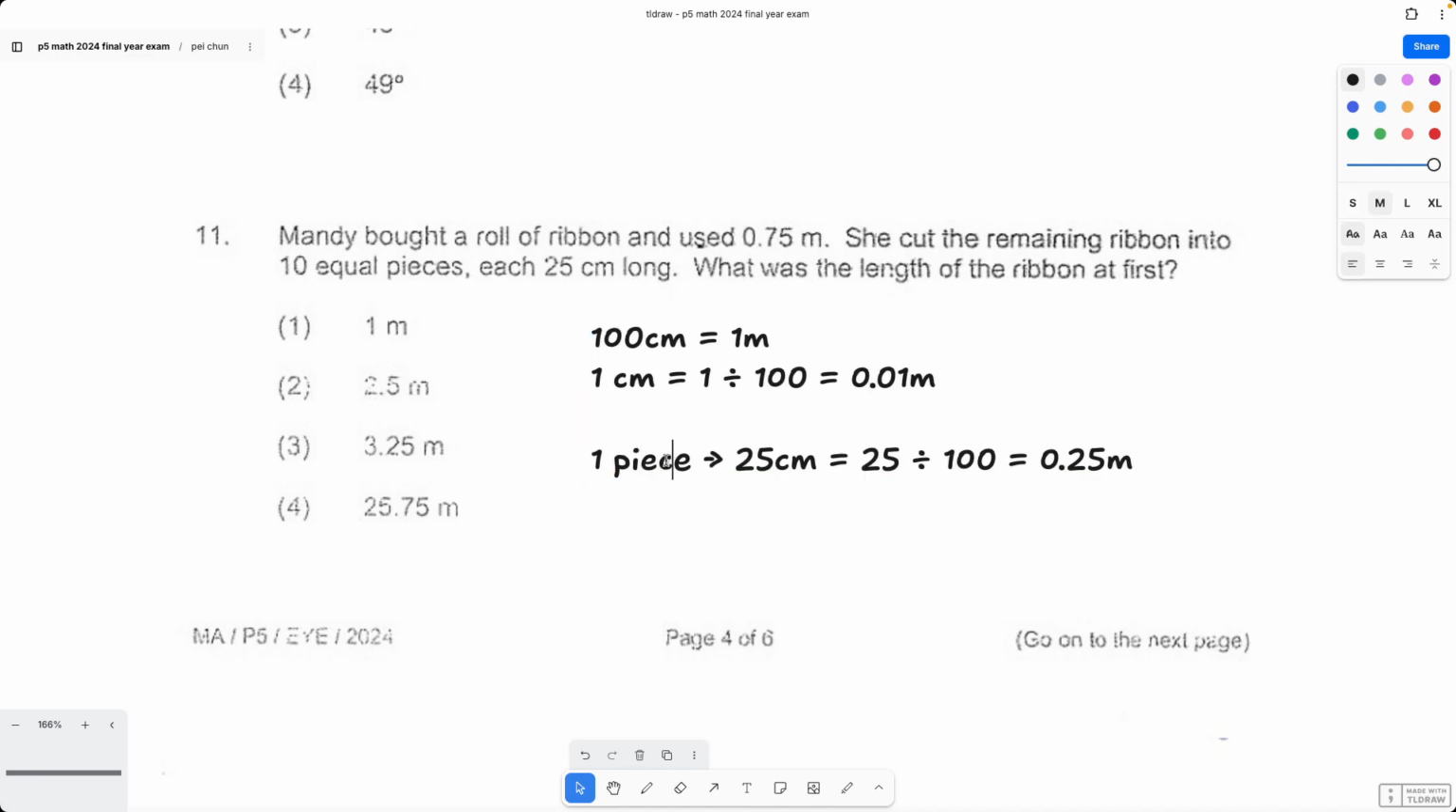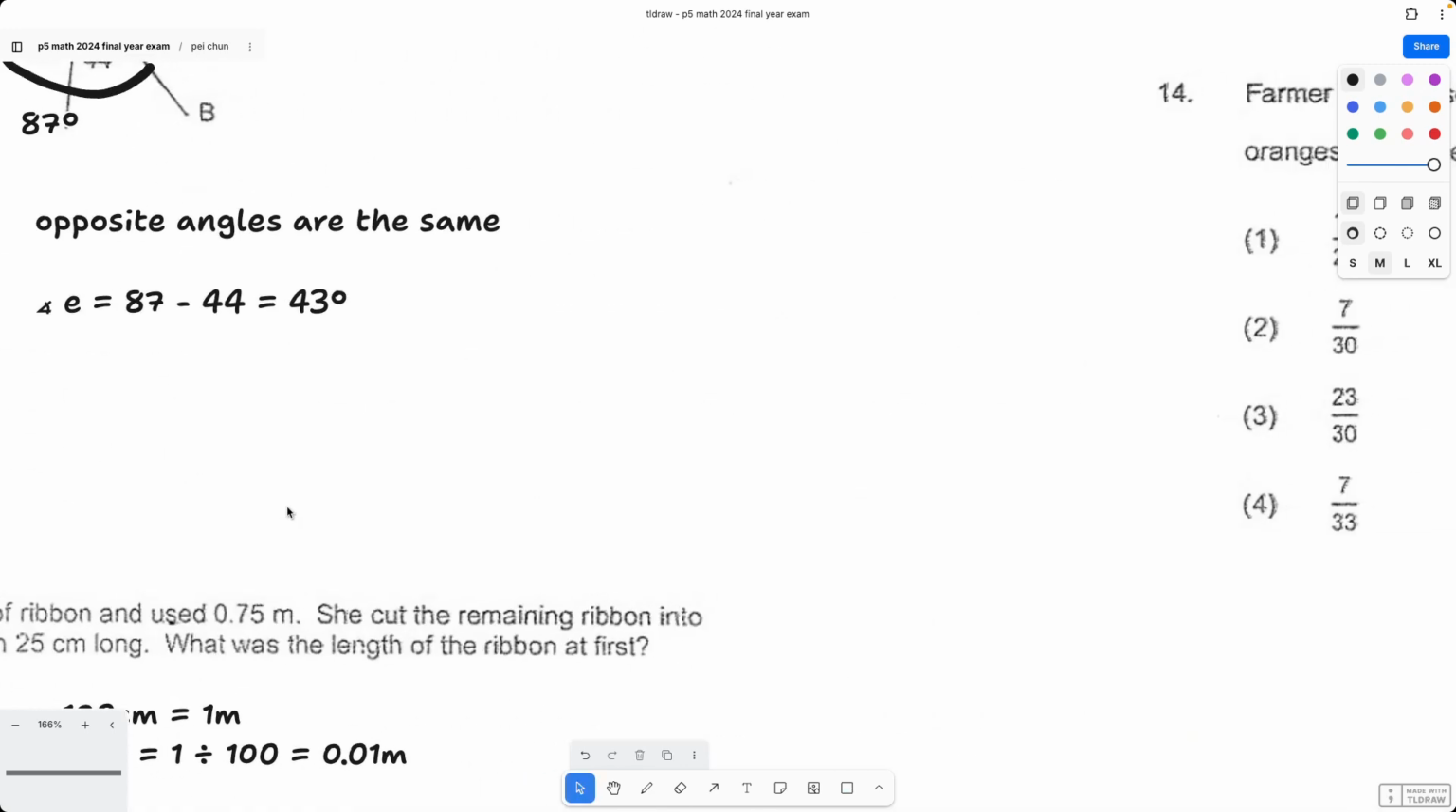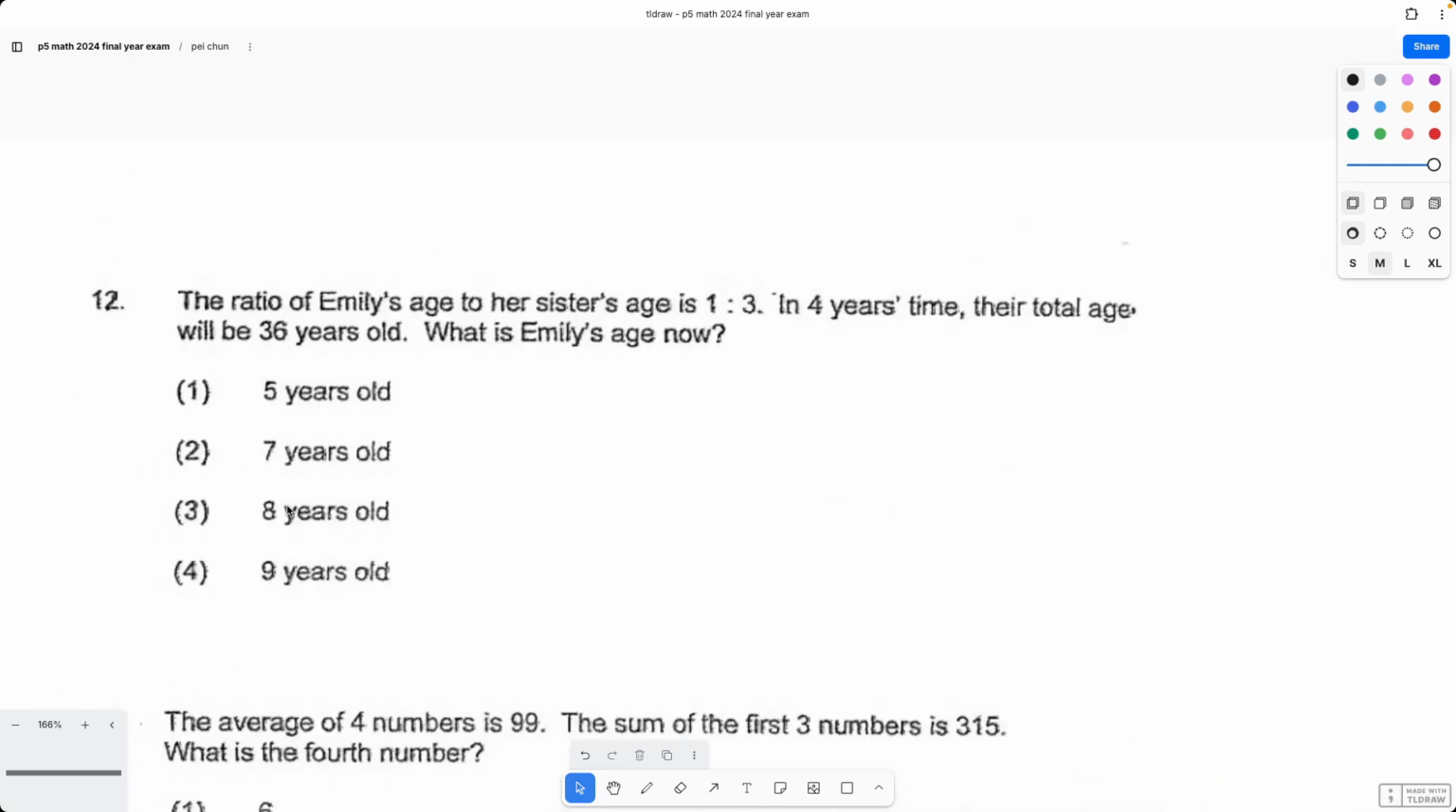Okay, so 25 centimeters is 25 divided by 100. Then we have 10 pieces, which is equal to 0.25 times 10, which is 2.5 meters. Okay, and then the total will be 0.75 plus 2.5, which is 3.25 meters in this case over here. So the answer to this question 11 is option number 3. Okay, let's move on to the next question, question number 12.